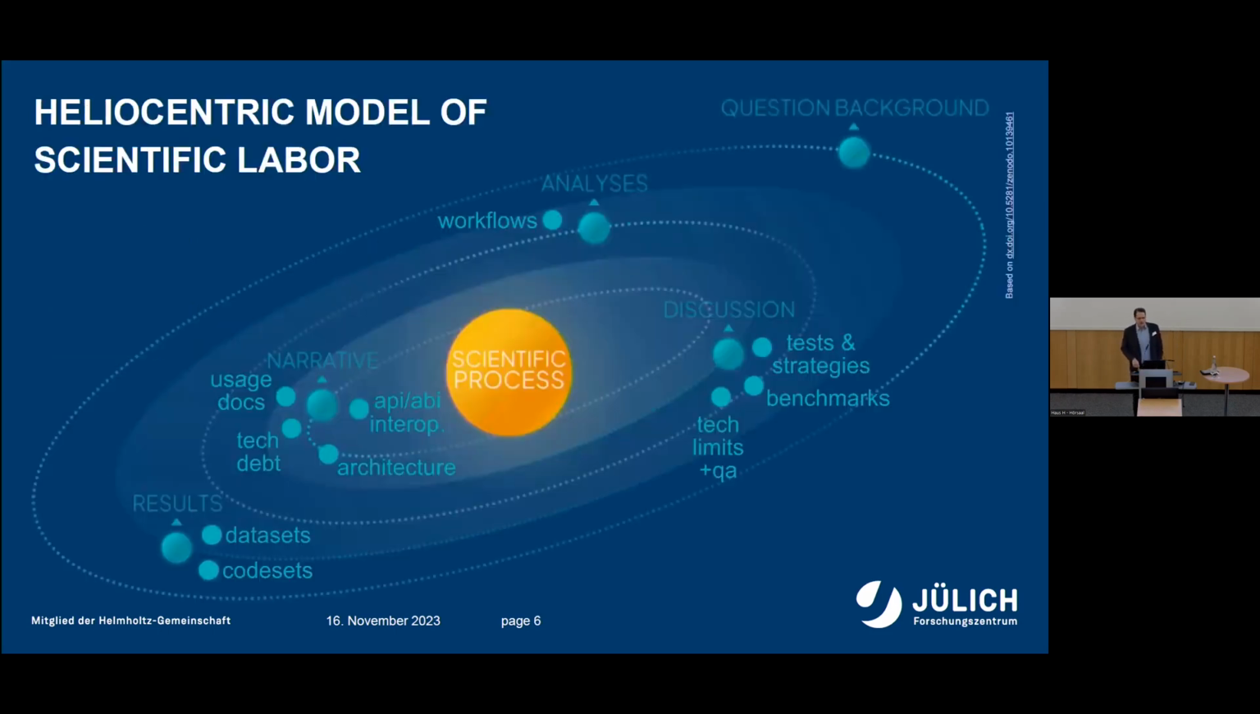Let's talk about how we could reshape things a little. This is the heliocentric model of scientific labor. And the idea is that we need more coverage of all the things out there that are currently happening. And we're transitioning from having the sun as a scientific article to having in the middle and in the focus of all of our things we're doing the scientific process itself. So something that you're probably doing all day long, doing some kind of science.